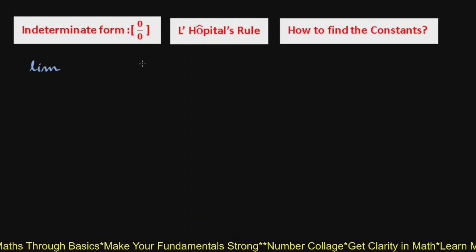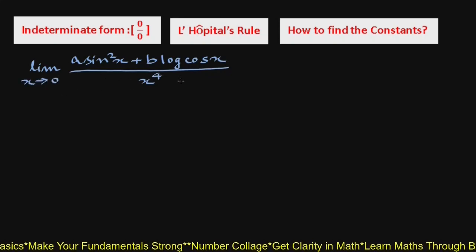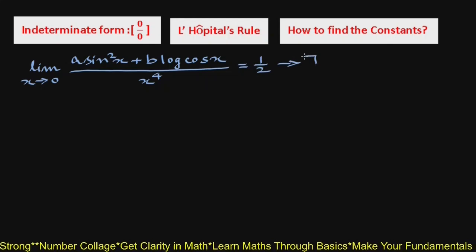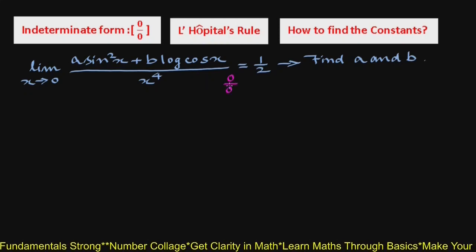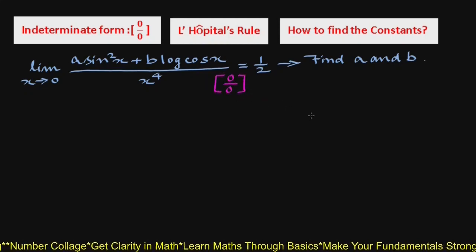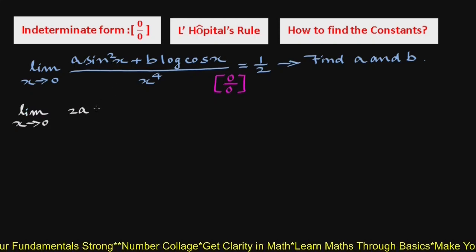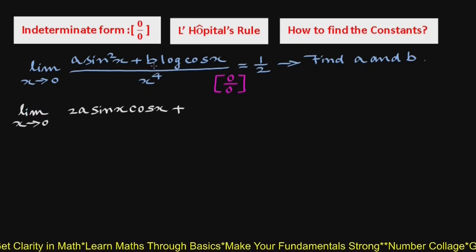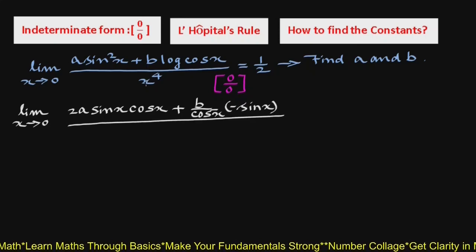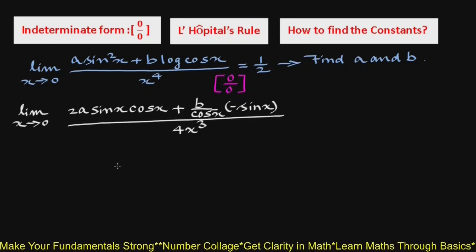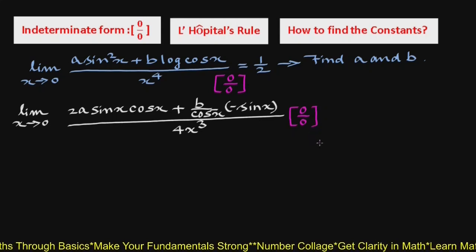We are given limit a sin square x plus b log cos x upon x raised to 4 as x tends to 0 to be 1 upon 2, and we have to find values of a and b. As we can see, this limit is of 0 upon 0 indeterminate form. So we have to apply L'Hopital's rule and write limit as x tends to 0 derivative of a sin square x, 2a sin x cos x, plus derivative of b log cos x, which is b upon cos x into minus sin x, upon derivative of x raised to 4, 4x cube, as x tends to 0. This again is a 0 upon 0 indeterminate form. So we have to apply L'Hopital's rule.